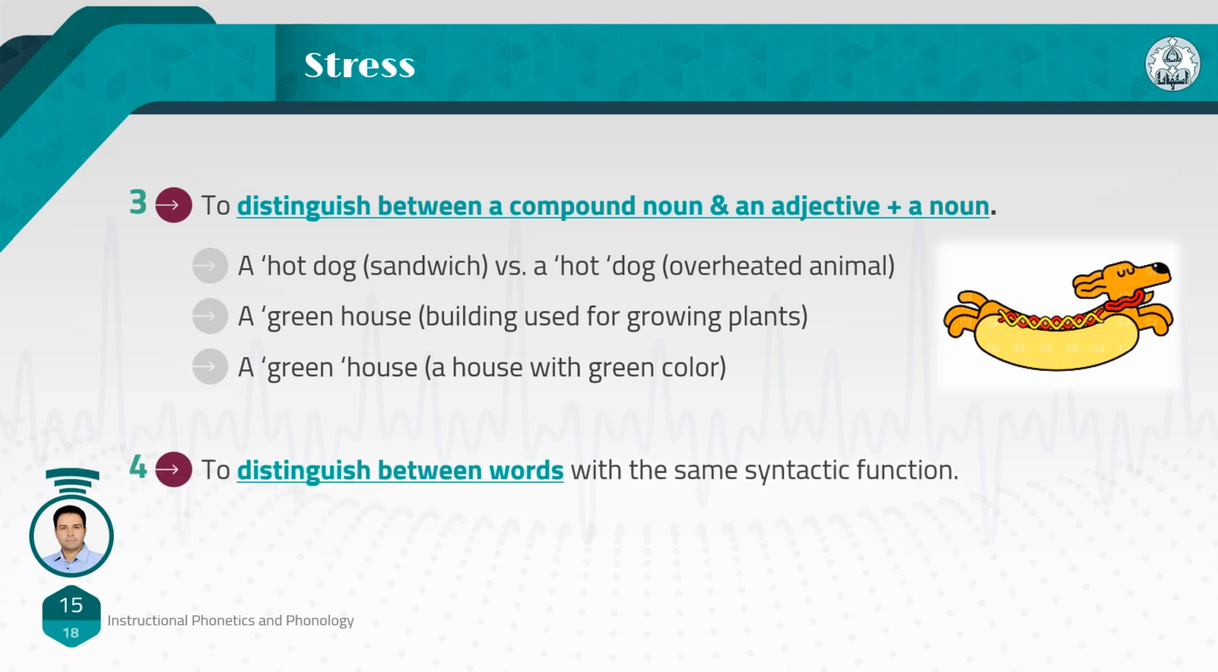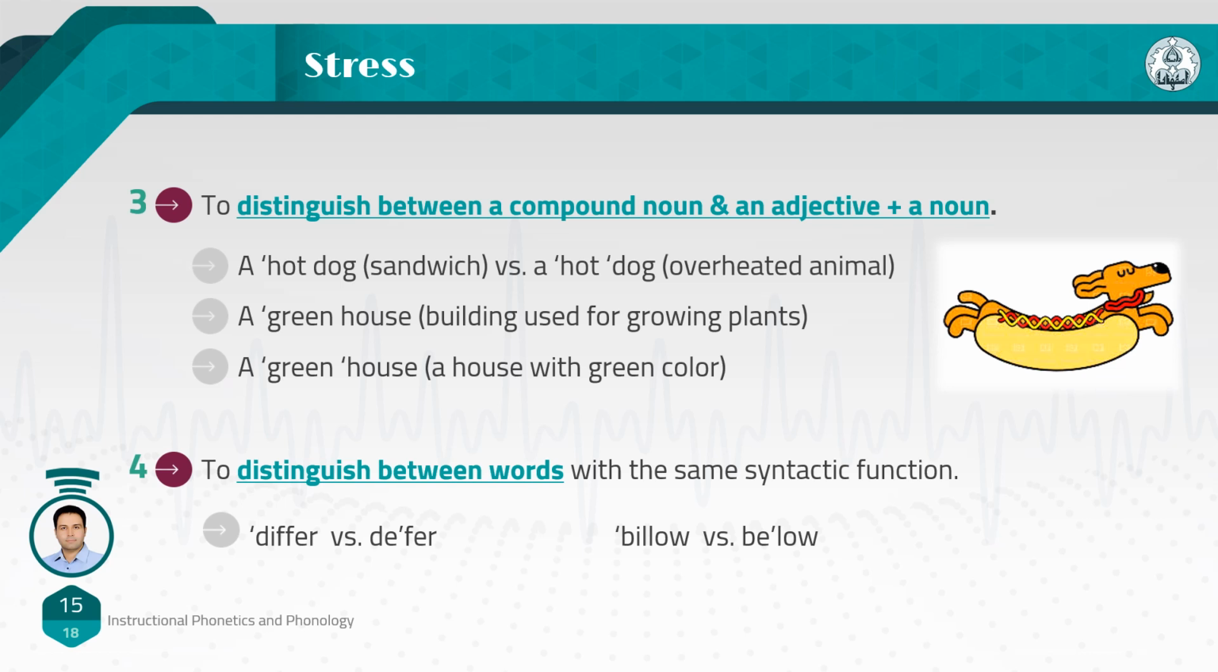The fourth function of stress in English is to distinguish between words with the same syntactic function. There are very few examples of lexical items such as differ and defer that have the same syntactic function. They are both verbs, but different stress patterns. If you pay attention, you see that both of these are verbs, but they have different stress patterns. One of them is differ, which is related to being different, and the other one is defer, which means to delay.